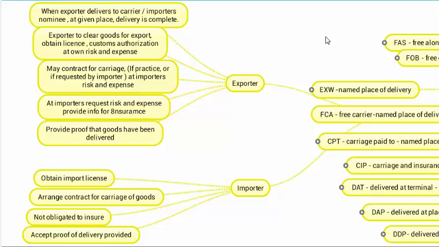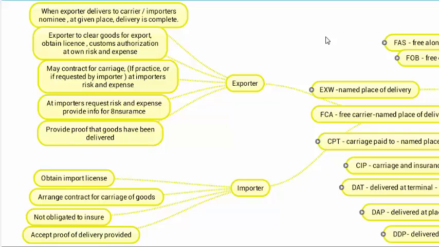Exporter may contract for carriage. It is not compulsory, but he may contract for carriage, and if he does so, he will do it at the request, risk and expense of the buyer, that is the importer. He will also arrange for insurance or provide information for insurance, and he will provide proof that goods have been delivered. Here, the exporter has to provide proof goods has been delivered. In X-Works, the importer has to provide proof that he had taken delivery.